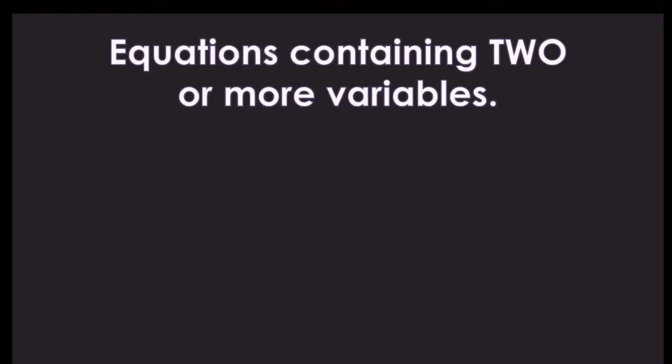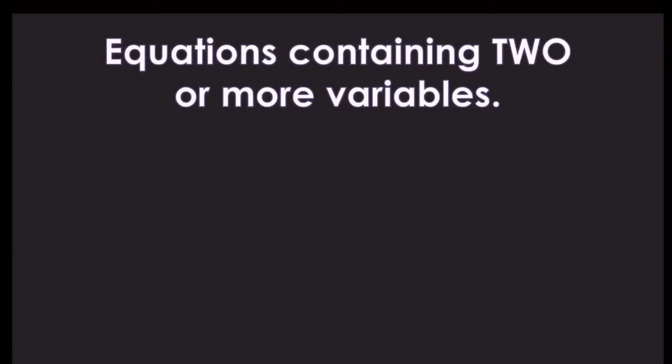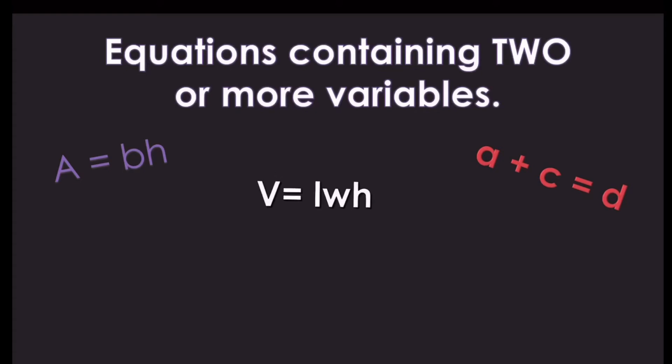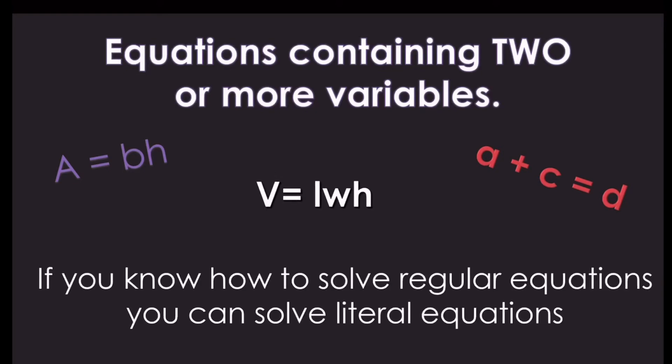So we've been doing equations that have one variable, and we've been solving for that one variable. So if you take a look here, A equals BH, that's the formula for area of a parallelogram or a square or a rectangle. You also have A plus C equals D. All of your formulas, your volume formula, okay, those are literal equations. If you can solve a regular equation, you can solve a literal equation. Nothing changes.